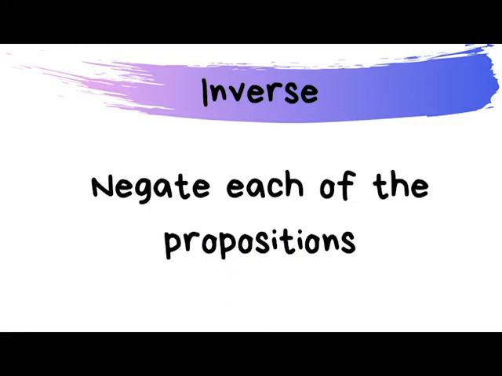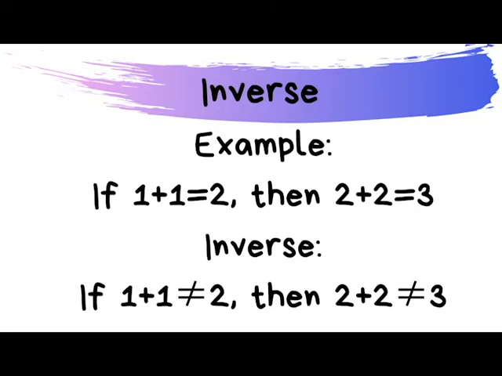Moving on to the inverse of a statement. To take the inverse of a statement, we negate each of the propositions. We'll keep with the same example. If 1 plus 1 equals 2, then 2 plus 2 equals 3. Again, P is true, Q is false, and the truth value of the entire statement is false. The inverse of this statement is, if 1 plus 1 does not equal 2, then 2 plus 2 does not equal 3. We see now that the P has become false and Q has become true. Since our hypothesis is false, the truth value of the entire statement becomes true.